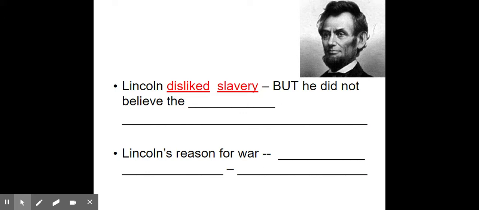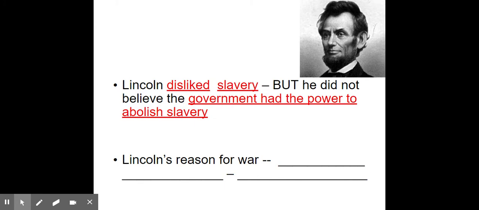We talked about that with his running in 1854 for that Senate seat from Illinois. But as president, he does not believe the government has the power to abolish slavery. The Constitution has not given him the power to abolish slavery. So, as much as he doesn't like it, he doesn't think he can get rid of it completely.